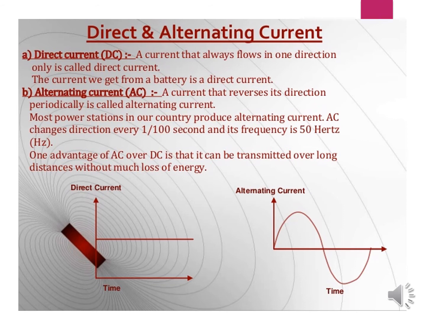Direct and alternating current. DC: current that always flows in one direction only is called direct current. The current we get from a battery is a direct current. Alternating current, AC: a current that reverses its direction periodically is called alternating current. Most power stations in our country produce alternating current. AC changes direction every 1/100 seconds and its frequency is 50 Hz. One advantage of AC over DC is that it can be transmitted over long distances without much loss of energy. You can see in the graph representation a straight line for direct current and a wave for alternating current.